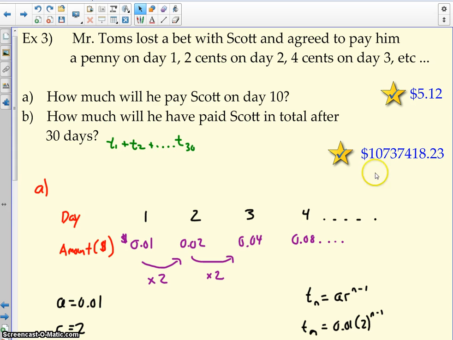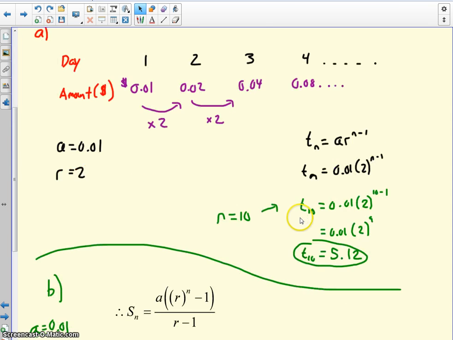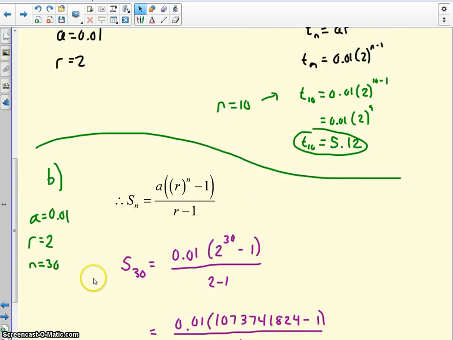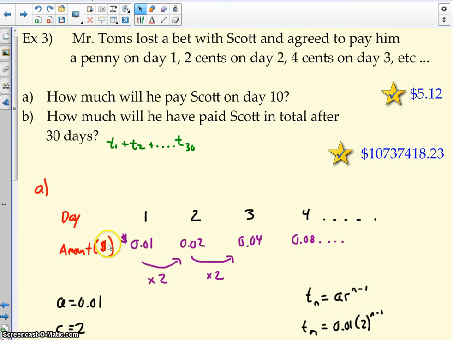So it's really a good example of how fast things can grow when you're talking about things growing exponentially, right? So starting off with only 1 cent in one day and then 2 cents a day after that, quickly after just 1 month it becomes over $10 million. Okay, so that's a good application of a geometric series.